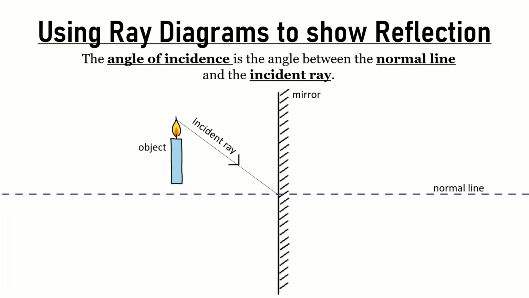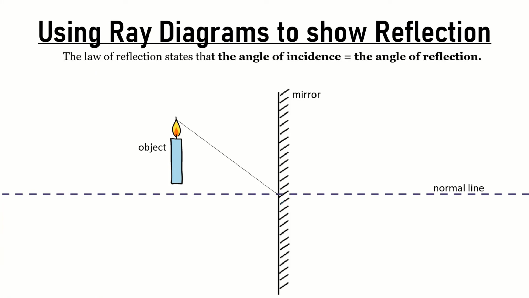The angle of incidence is the angle between that normal line that we've just drawn and the incident ray. So we can label it on this diagram, the angle of incidence. Be careful not to ever draw in the angle of incidence between the mirror and the ray. It is always between the normal and the ray, the incident ray in this case. And often you'll see it indicated with a small letter i.